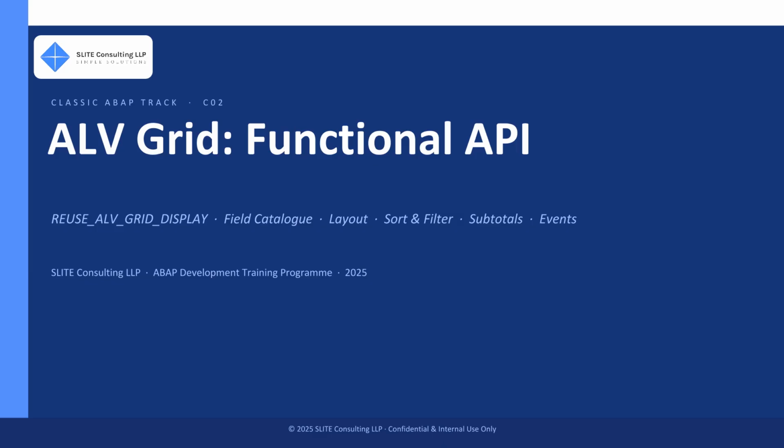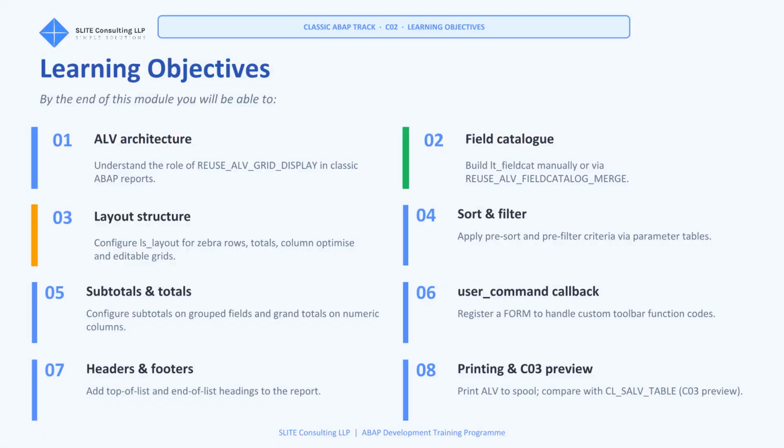The ABAP list viewer gives every one of those capabilities for free: interactive sort, filter, column reordering, totals, subtotals, and export, all driven by a field catalog that describes your data and a layout structure that controls the display. This module covers the classic functional API, REUSE_ALV_GRID_DISPLAY.